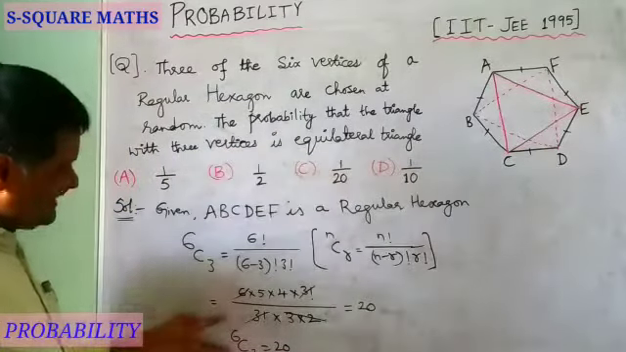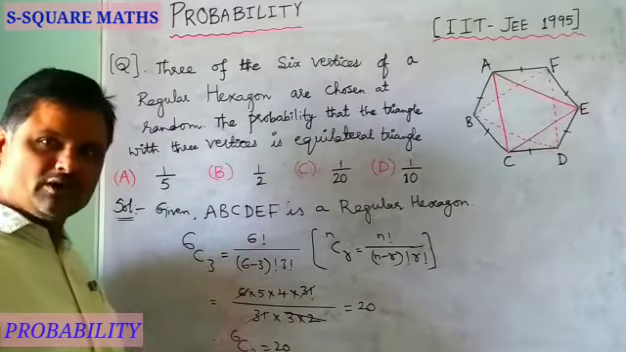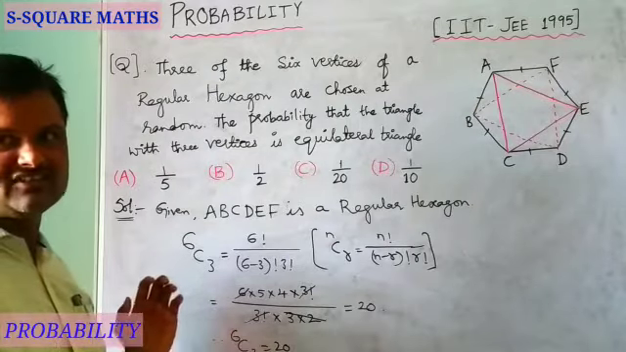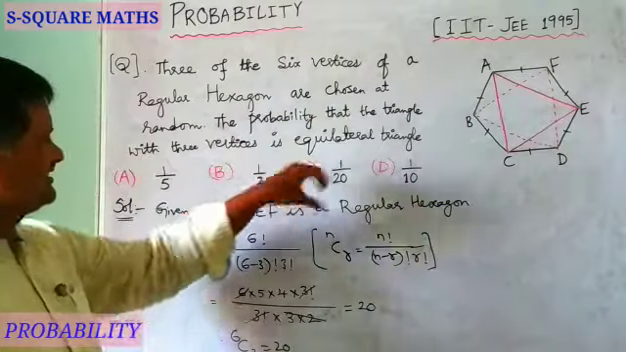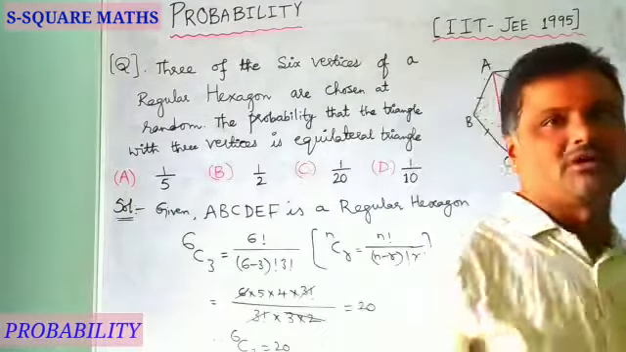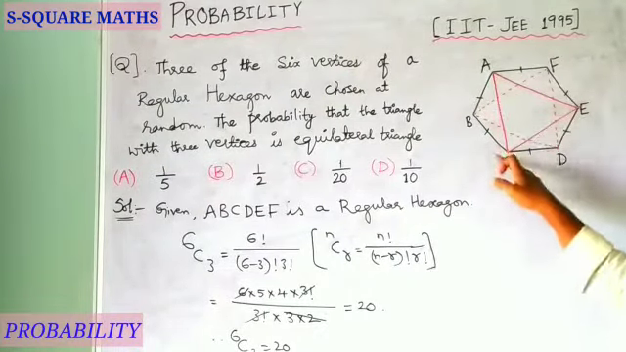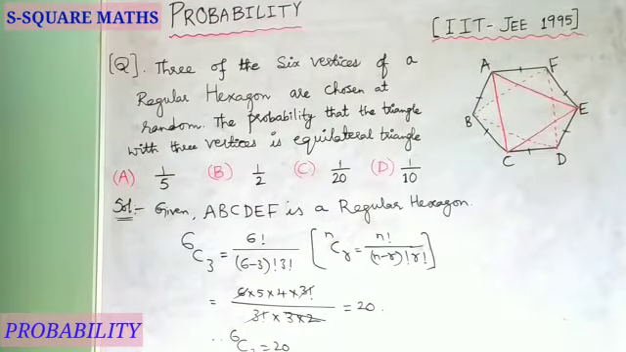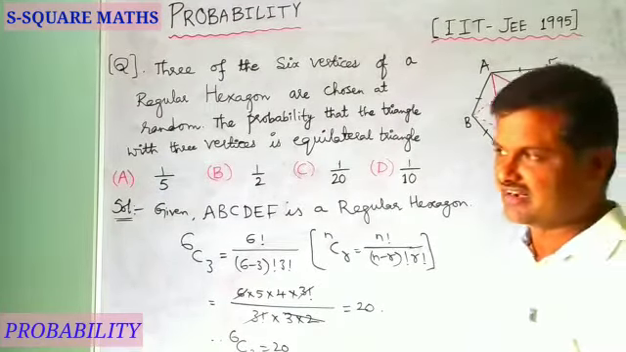So what does it indicate? It indicates the number of triangles formed with the vertices of the hexagon. 20 triangles are formed. But what is our question? The probability that the triangle with the 3 vertices is an equilateral triangle. We have to find the desired probability. If you consider the diagram, the thick lines, the three lines, ACE is an equilateral triangle, and with the dotted lines, BDF is one more equilateral triangle.